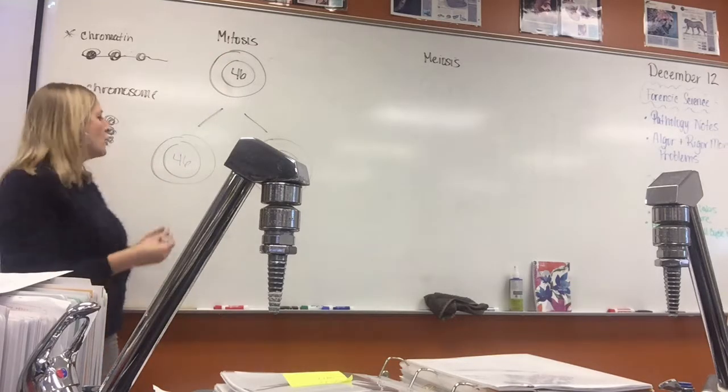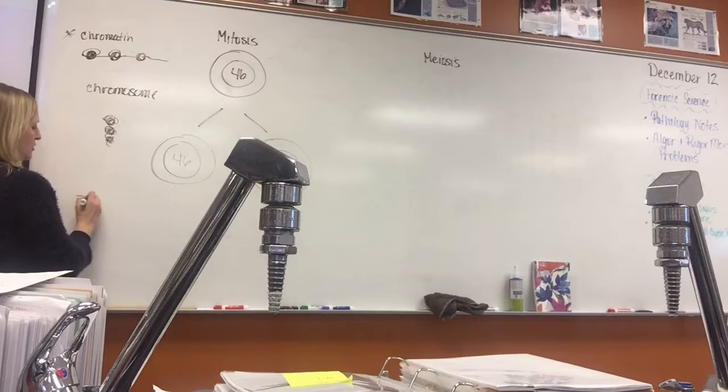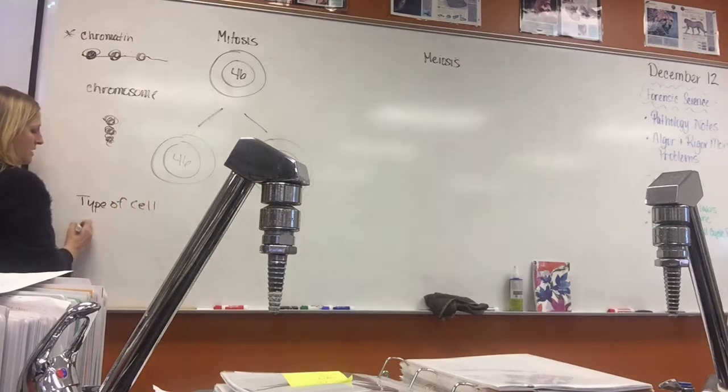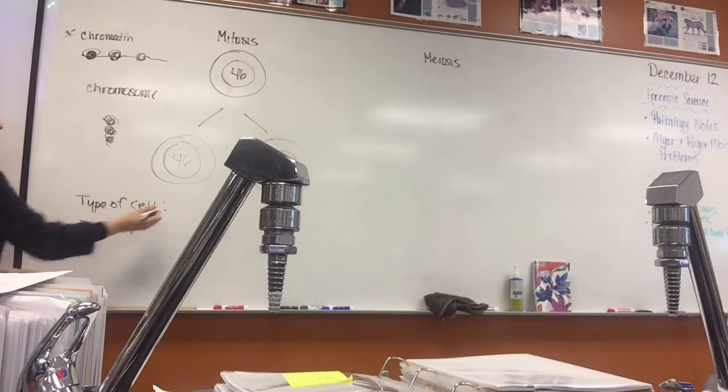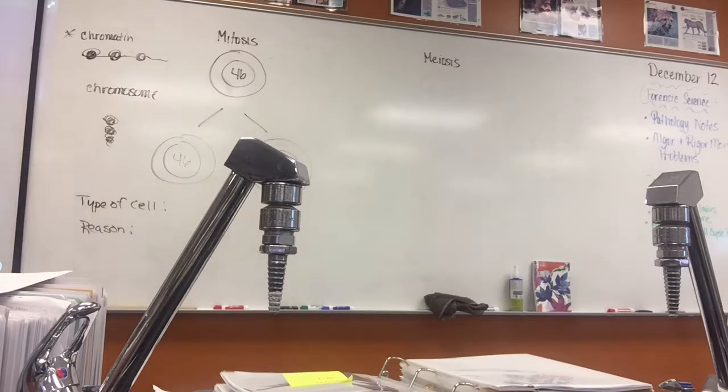All right. And so what kinds of cells? Well, let's put 2 pieces of information here: type of cell and the reason for the cell division. See if you can, off the top of your head, write down what kind of cell would go through this type of cell division, and the reason why it would go through that type of cell division.